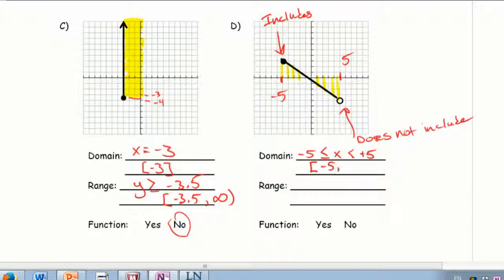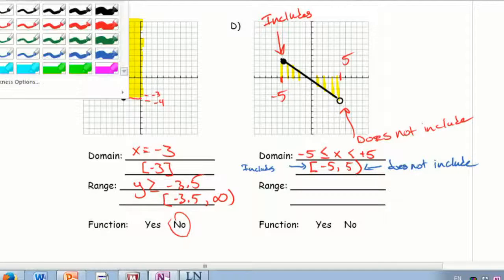negative 5, comma, positive 5, and I have one square bracket, which means includes, and then a round bracket means does not include. And again, just notation. Those are two ways of writing the same thing. The first way I wrote it is probably a little bit more common than the second, but you should be aware of both. Range, the y values.